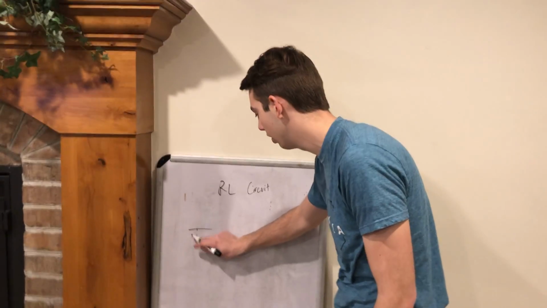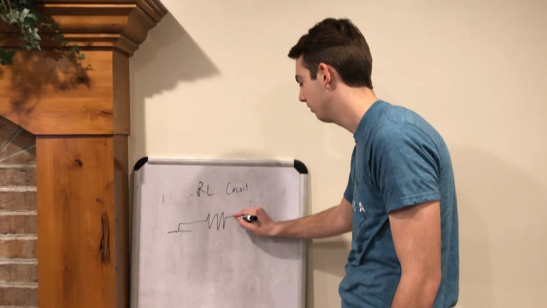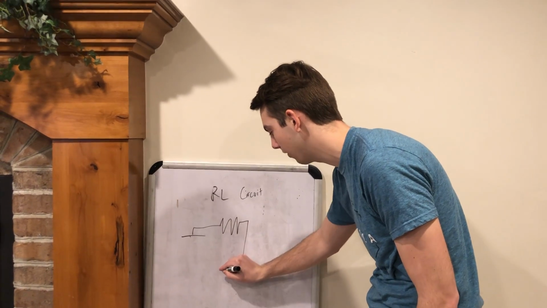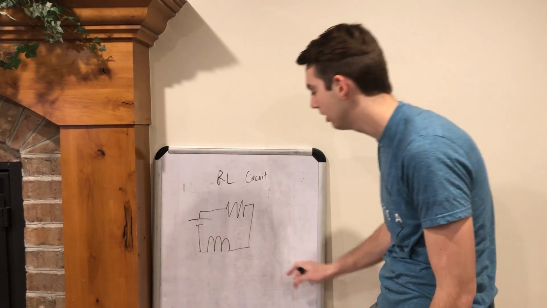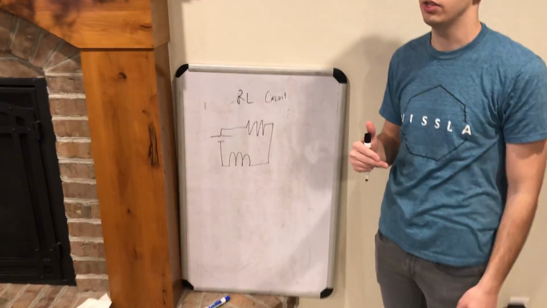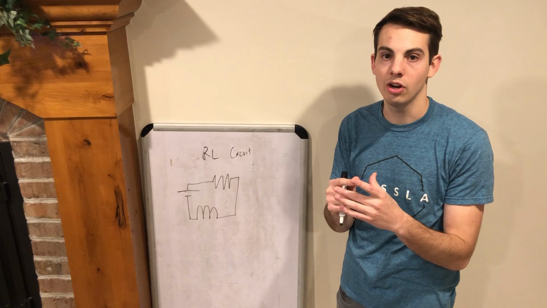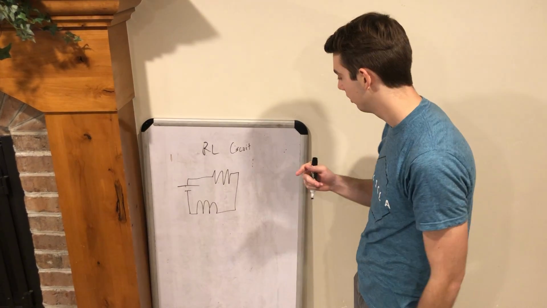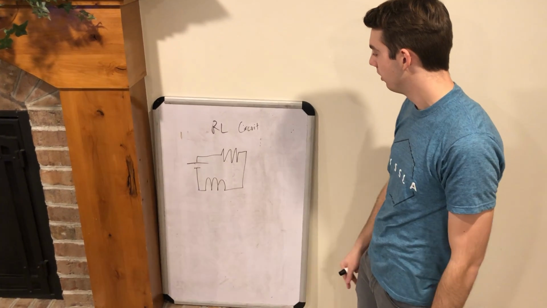Hopefully you know what this symbol is right here. This is the symbol for an inductor. What an inductor actually is, it's a spiral of metal inside the circuit, and it just looks like a big coil placed inside of the circuit.